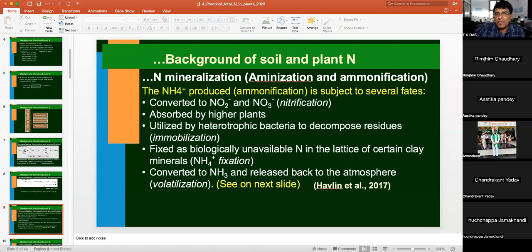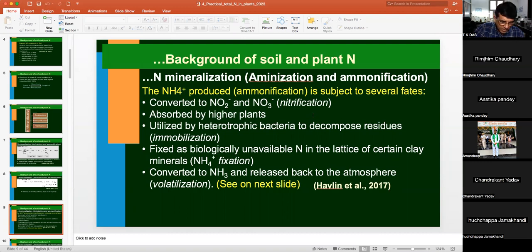Now you have seen the fate of ammonium. It can go to nitrification, it can be absorbed by plants, it can be used by organisms, it can be fixed as ammonium fixation, and it can be converted into ammonia. So there are a variety of routes ammonium can go. And you can add one more, that is, as I told you, ammonium leaching. So ammonium can be leached from the soil also, particularly in soils where you have very low cation exchange capacity.